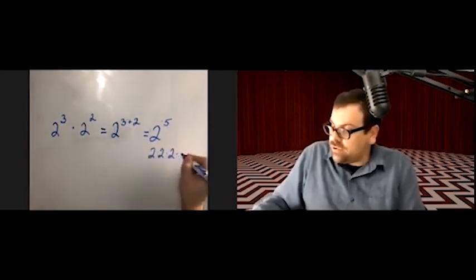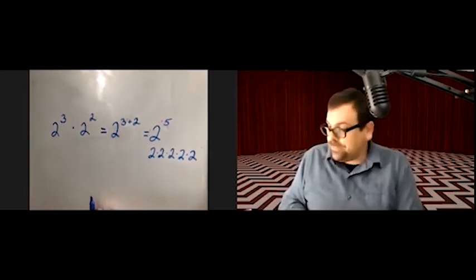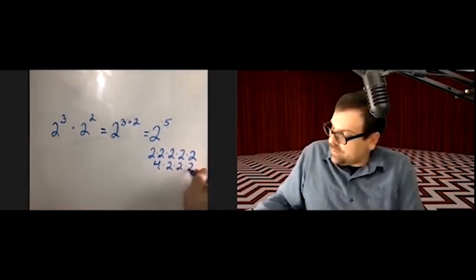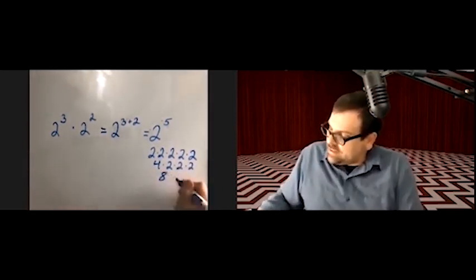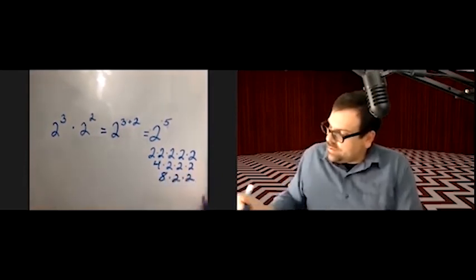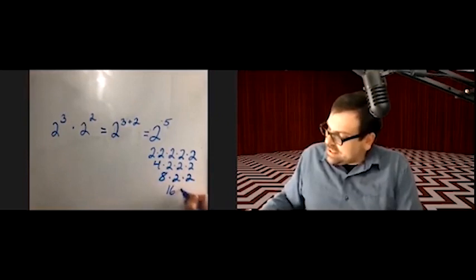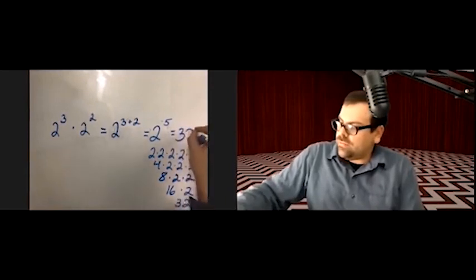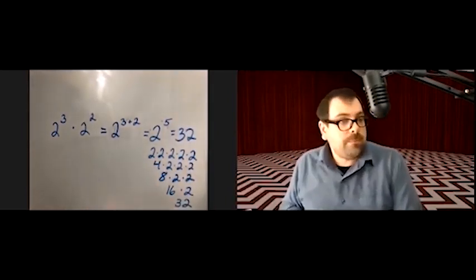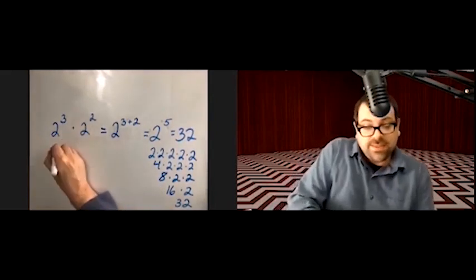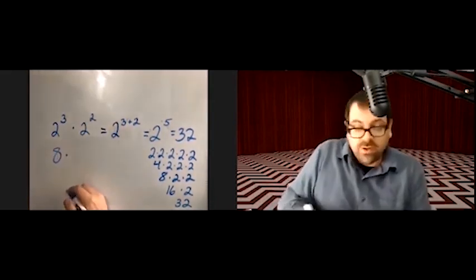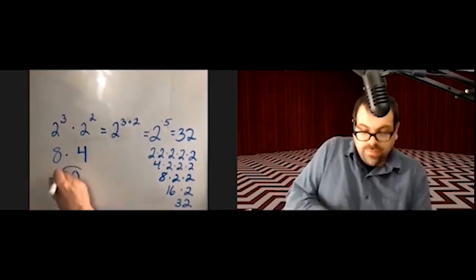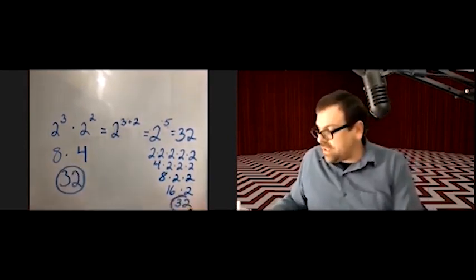2 times 2 times 2 times 2 times 2. 2 times 2 is 4. 4 times 2 is 8. 8 times 2 is 16. 16 times 2 is 32. So 2 to the 5th is 32. 2 cubed is 8 times 2 squared is 4. 8 times 4, 32. So we do get the same answer because it is the same thing.